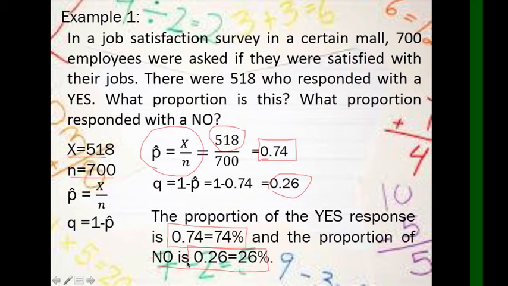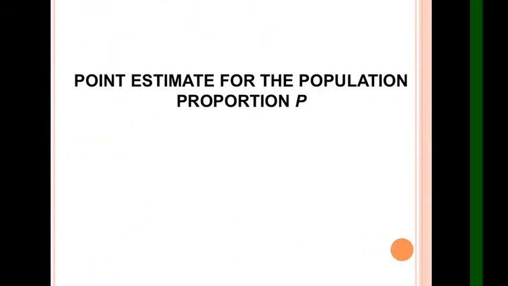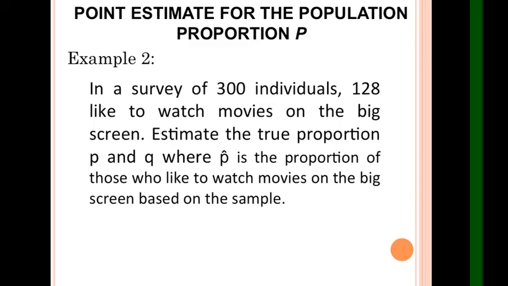Alright, now let's have another example. Example 2. In a survey of 300 individuals, 128 like to watch movies on the big screen. Estimate the true proportion P and Q, where P hat is the proportion of those who like to watch movies on the big screen based on a sample. So there were 300 individuals that were surveyed and 128 of them wanted to watch movies on the big screen.